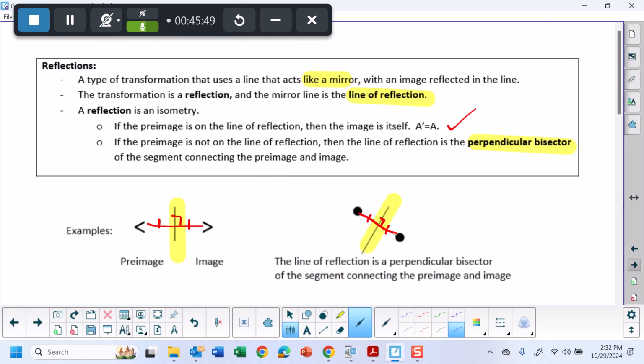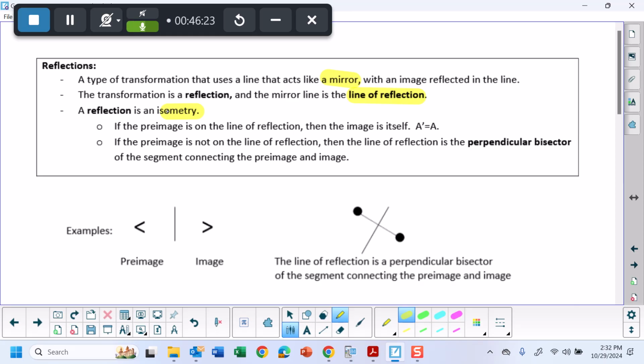When we start talking about reflections, we want to think about that line of reflection that acts like a mirror, and that image is reflected in that line. The transformation is a reflection, and the mirror line is what we call the line of reflection. It's an isometry because it does not change the shape or the size. And there's some rules here. If the pre-image is on the line of reflection, then the image is itself. I'll show you what that looks like in a minute.